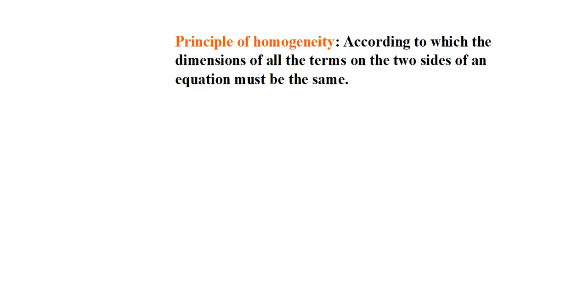What is the principle of homogeneity? The principle of homogeneity states that the dimensions of all the terms on the two sides of an equation must be the same. What does it mean? One equation is there. Suppose V is equal to U plus AT. In this equation, according to the principle of homogeneity, the dimensions of LHS are equal to the dimensions of RHS. Let us check this.